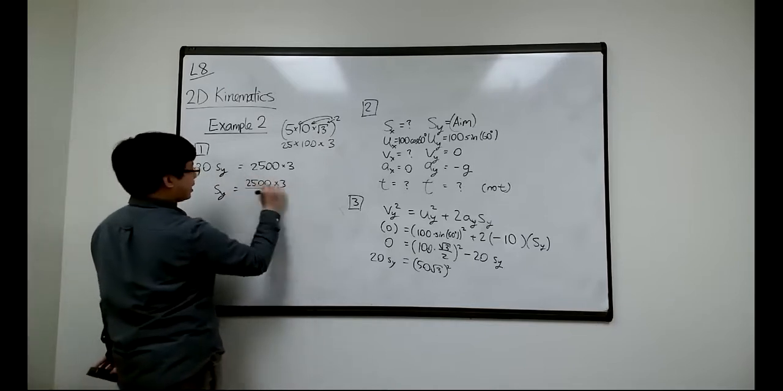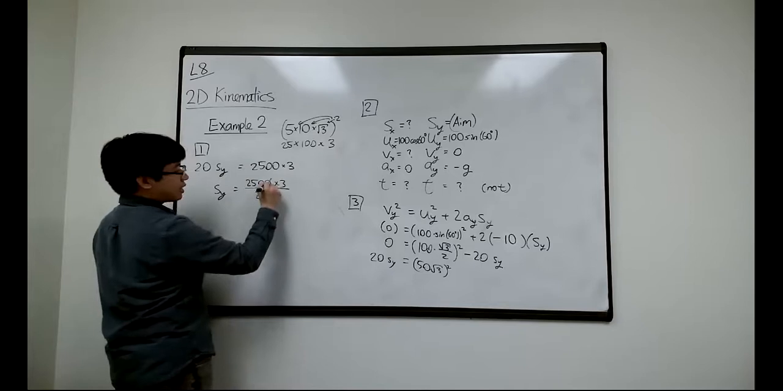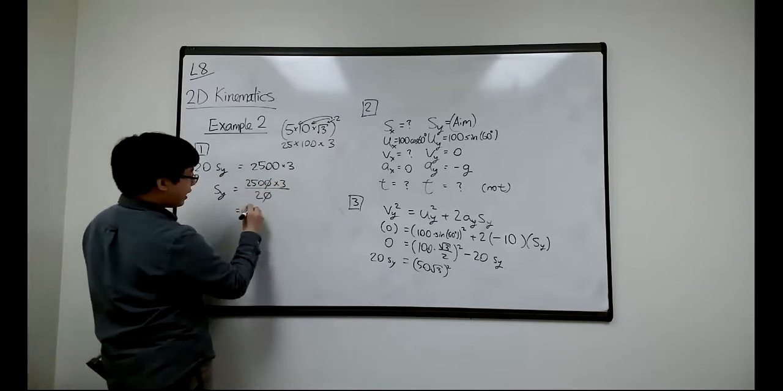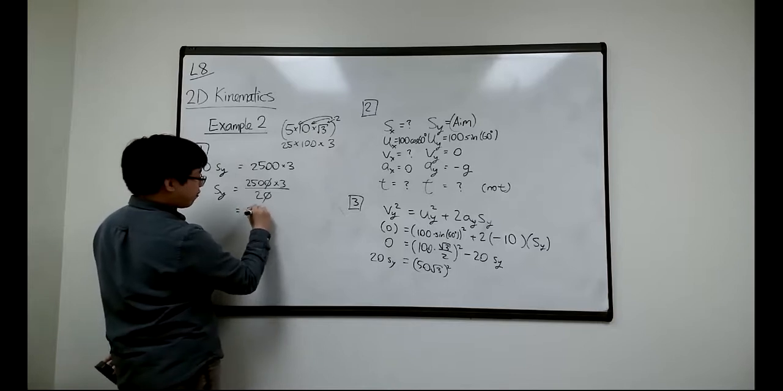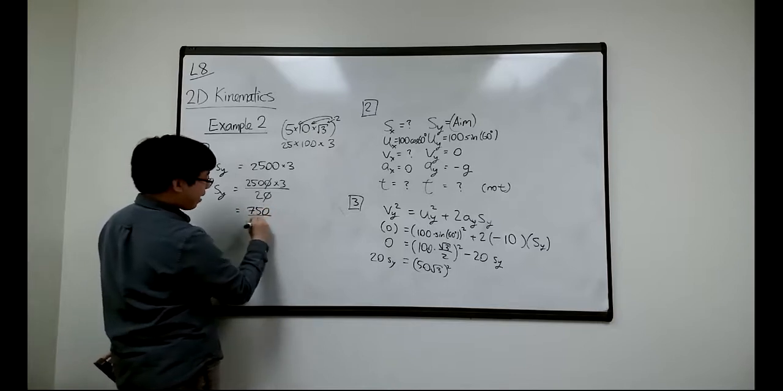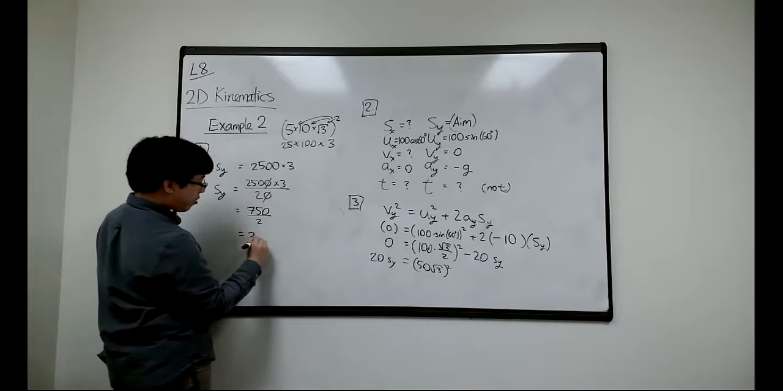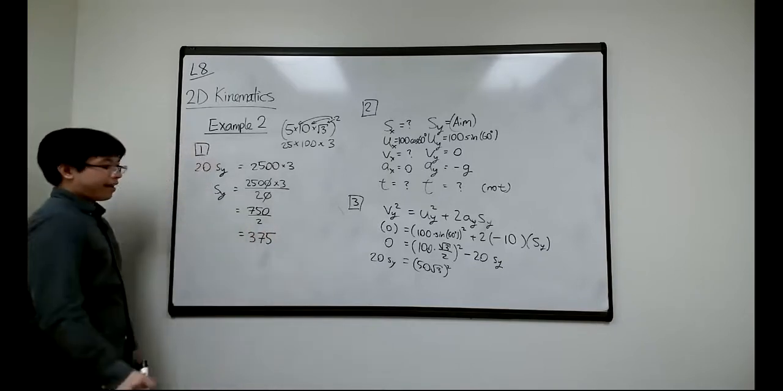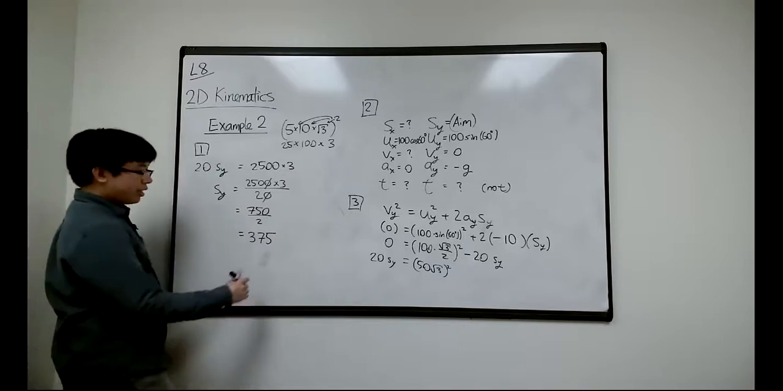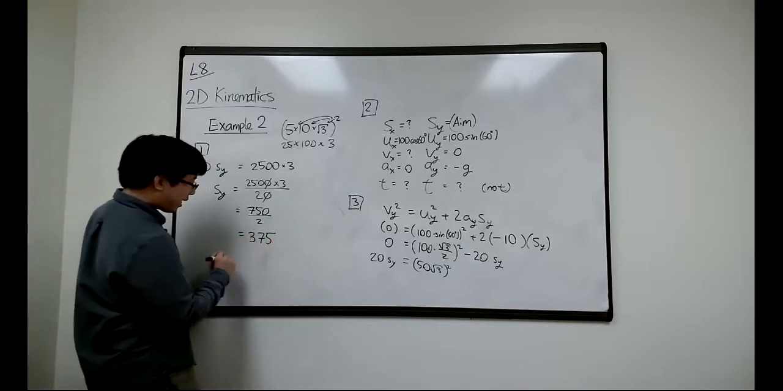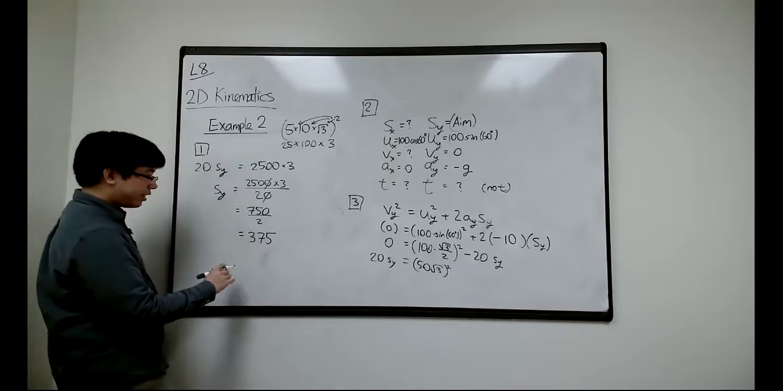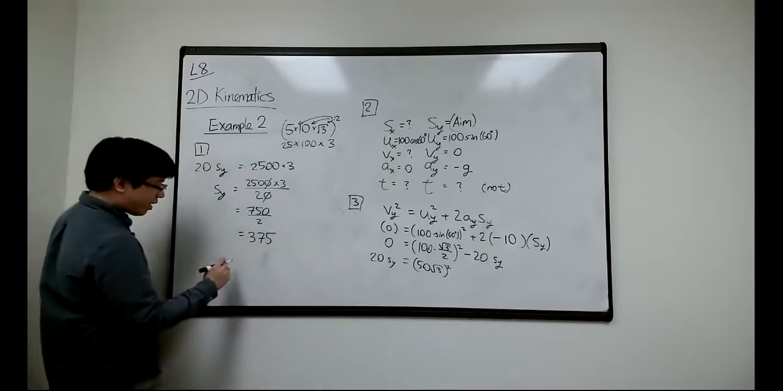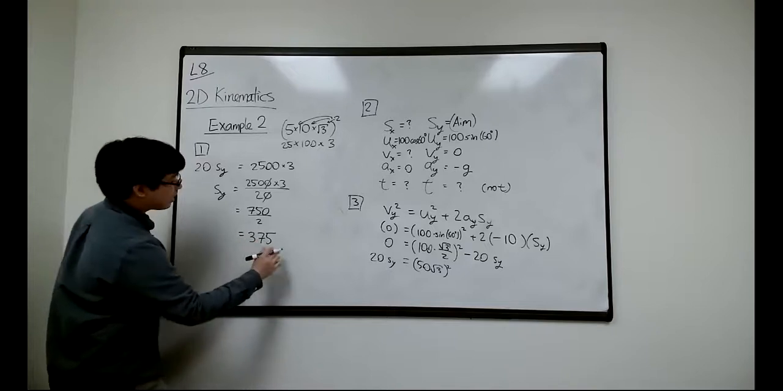2500 times 3 divided by 20. One of the zeros can go. 25 times 3 is 75. So I have this divided by 2, which should be 375, I believe. Yeah, that should be my answer. I think I should put things in 3 significant figures, although I've done an estimate, so this is not too accurate anyway. So we'll leave it that way.